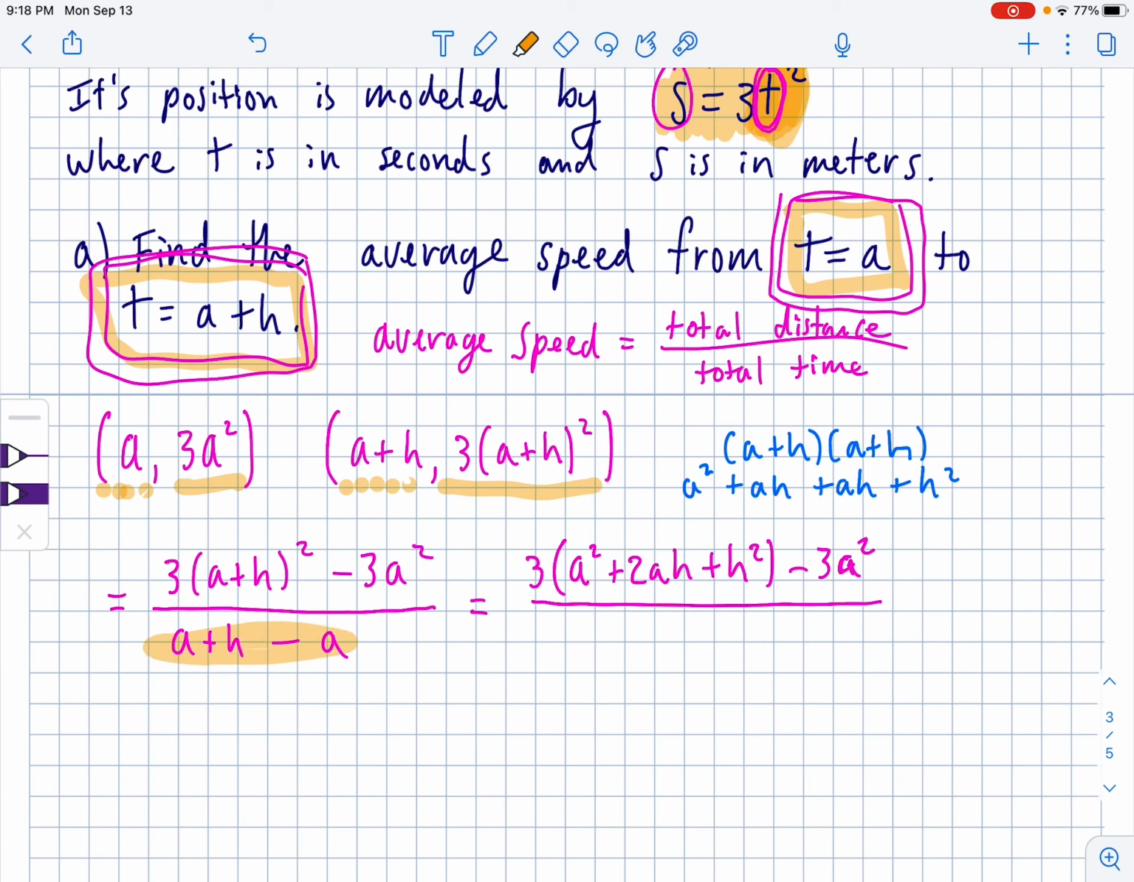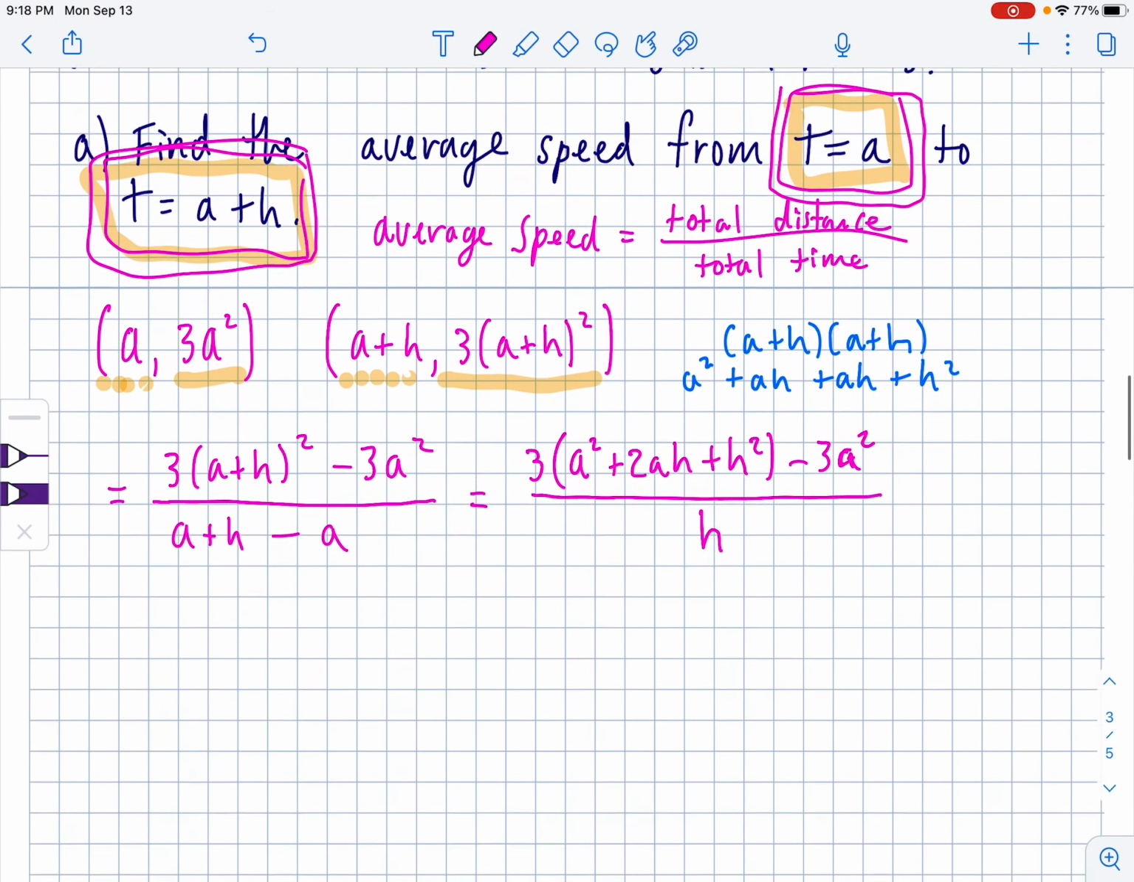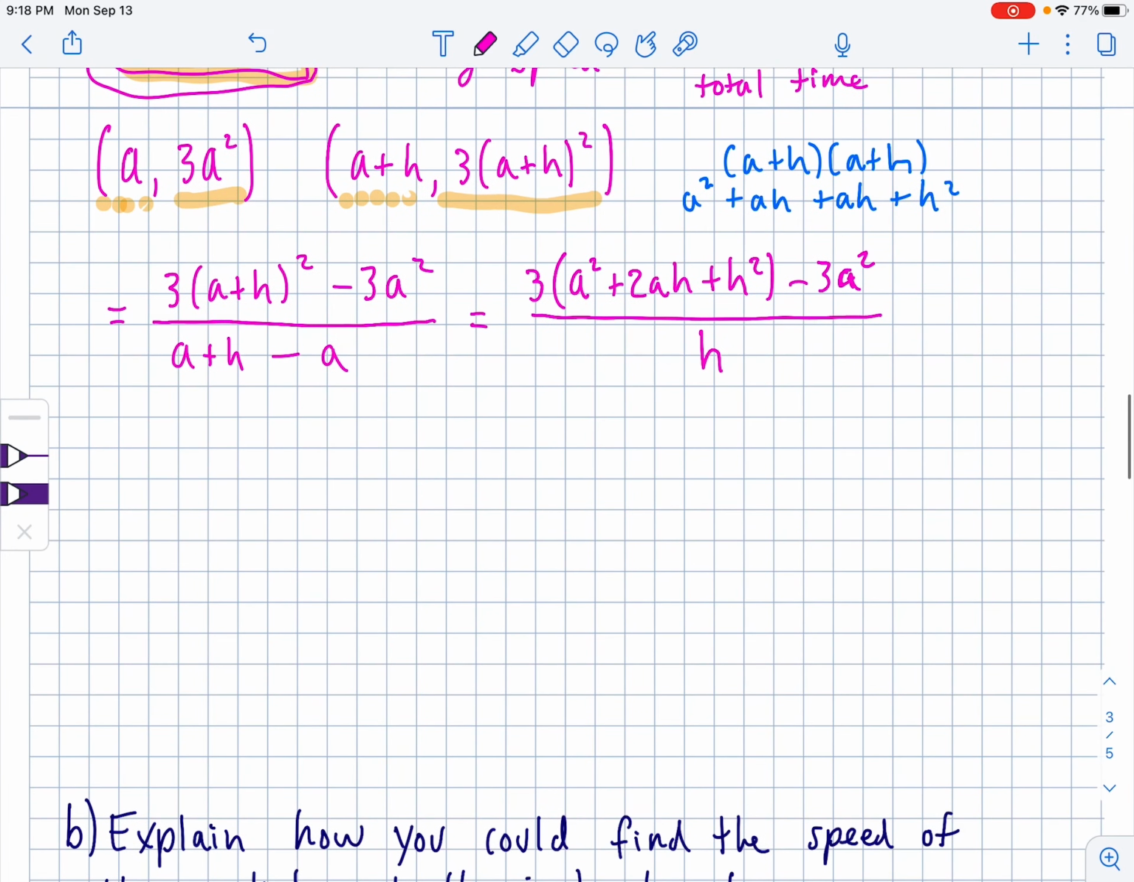Now in the bottom, there's actually kind of a neat simplification because the a and the negative a cancel each other out, so we're left just with h in the bottom. Let's continue to simplify. I'm going to take this 3 and distribute it to all 3 of these chunks. So we get 3a squared plus 6ah plus 3h squared minus 3a squared, all over h.